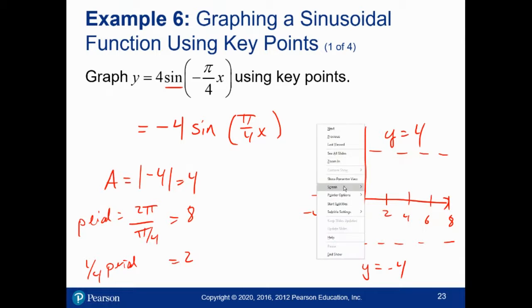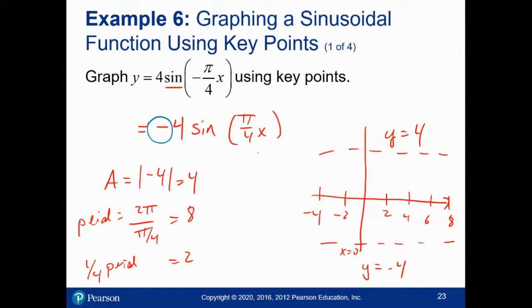Now what I need to do is just start marking off every quarter period. What does the graph do? So normally, the sine curve would go from its 0 up, but this has a negative sign in front of it, so it's reflected. So it goes from its 0 down to its minimum in 1/4 period, back up, up, down. And I can continue this picture back here as well. So there's my graph of 4 times the sine of negative pi over 4 times x.